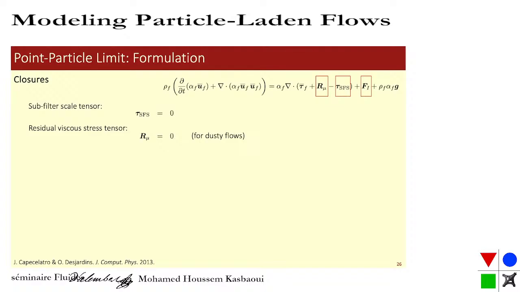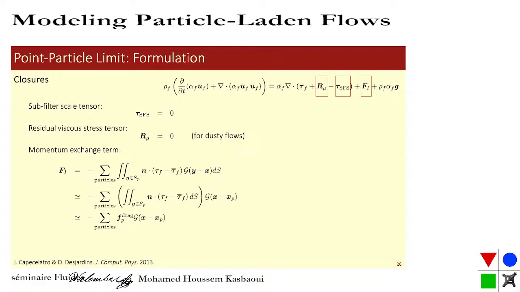All right, what about the residual viscous stress tensor? It turns out that's the tensor responsible for the effective viscosity of suspensions. If you're looking at dusty flows, the density ratio is very high. The effective viscosity plays no role, so that tensor is negligible. But if you're in a liquid-solid configuration, you can introduce an effective viscosity model in this tensor to capture that effect. But it's negligible for dusty flows.